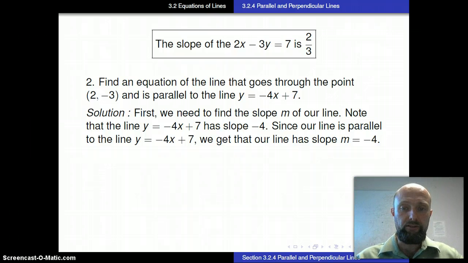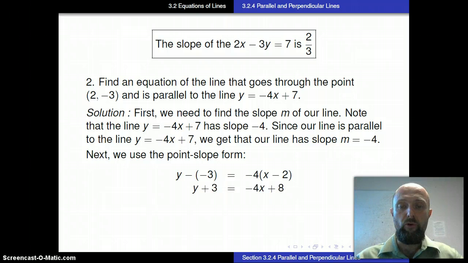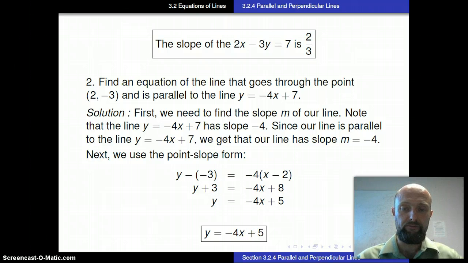Now that we have a slope and a point, we can use the point-slope form. Y minus y1 is m times x minus x1. So y minus negative 3 is negative 4 times x minus 2. We FOIL out any parentheses. We move the 3 to the right hand side by subtracting 3 from both sides. And that is our answer. Y is negative 4x plus 5.